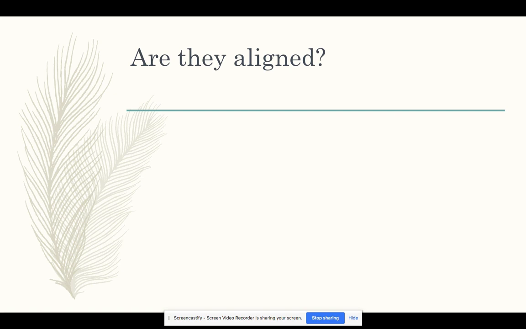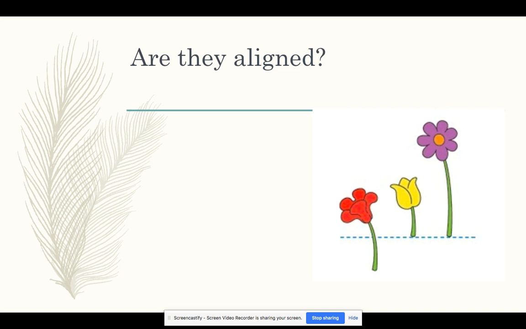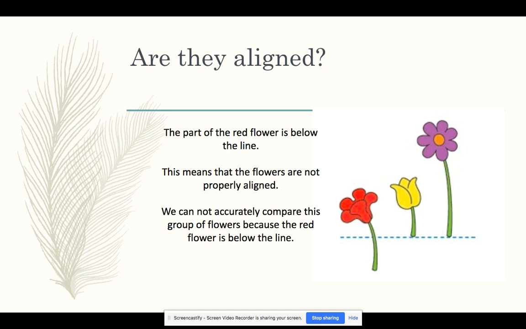However, sometimes things may not actually be aligned. Looking at this photo, we have a group of flowers. It looks like the red flower is the shortest of the flowers, but part of the red flower is below the line. When we draw our line, all three of the flowers are not starting at the same point from the line. This means that the flowers are not properly aligned. We cannot accurately compare this group of flowers because the red flower is below the line. If we were to say that the red flower is the shortest, that would not be true.